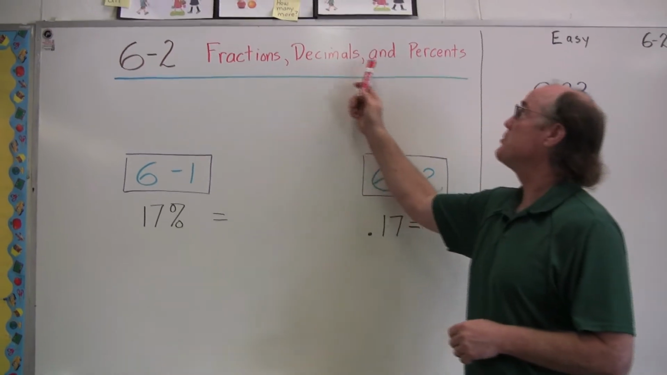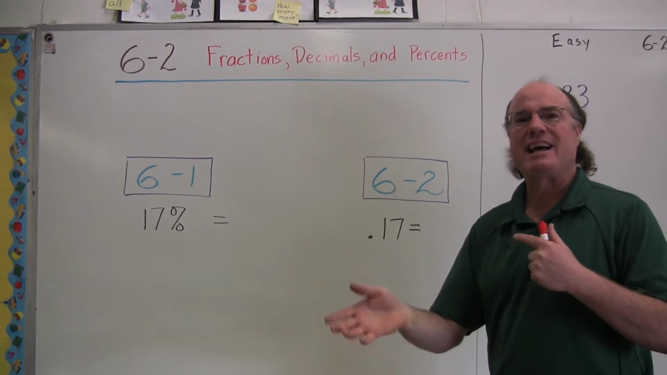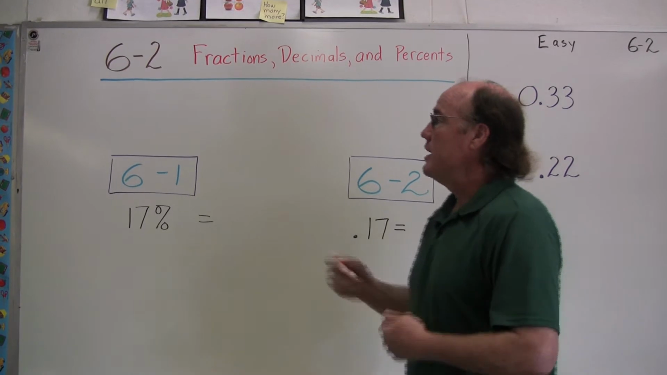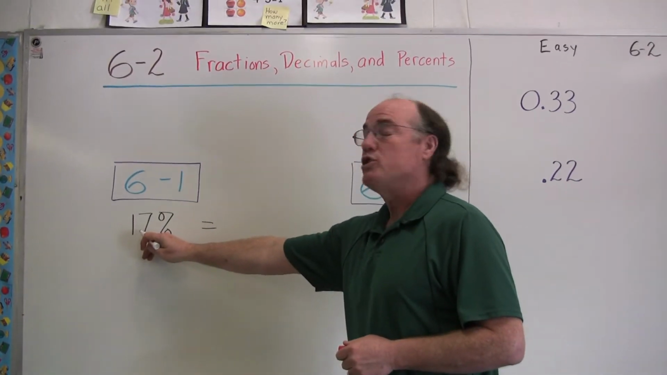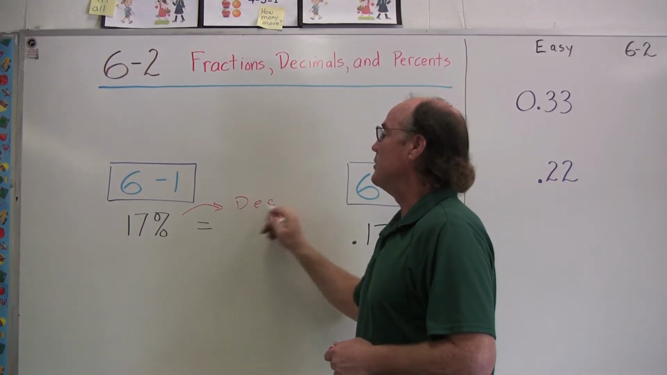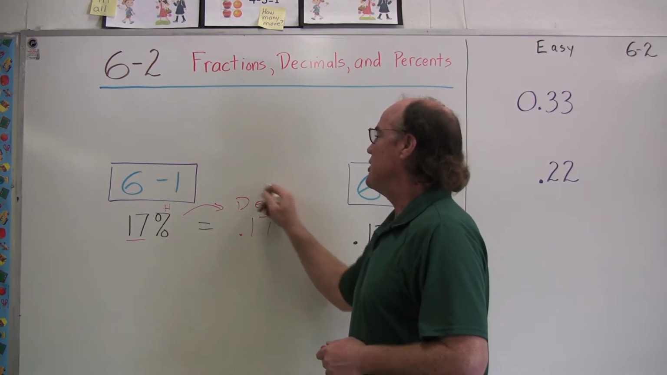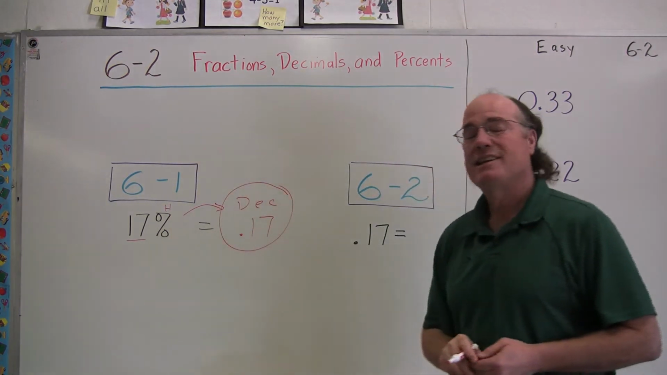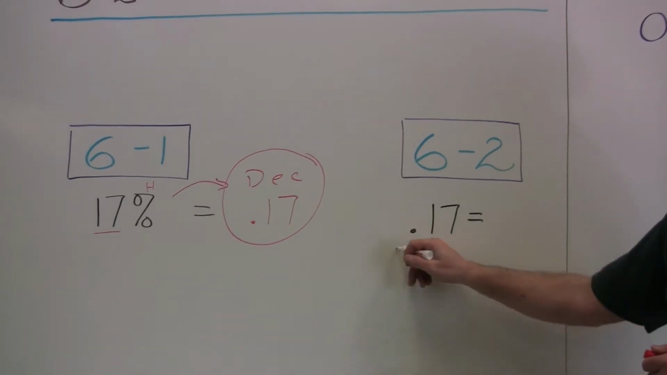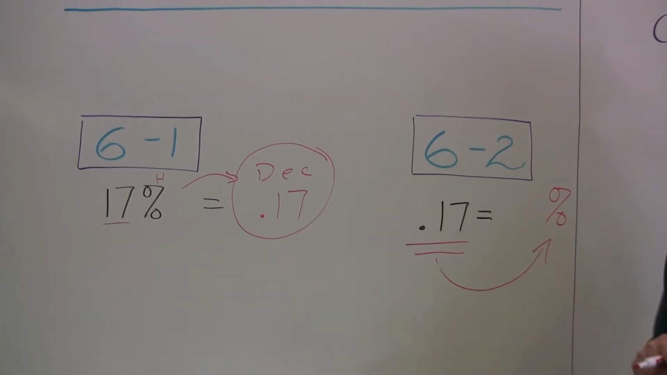6-2 is fractions, decimals, and percents. And really what it means is we're going to do things exactly the opposite in 6-2 as we did in 6-1. Now, in 6-1, we took a percent, and let's say we were going to convert it to a decimal, 17 hundredths. We just did a real simple conversion like that into decimals. Well, here's what we're going to do in 6-2. We start off with a decimal and we convert it to a percent.